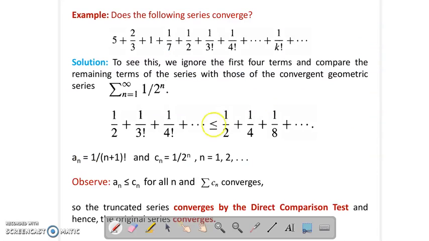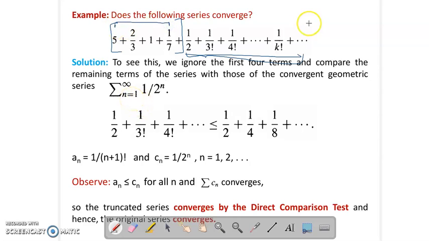See next example. Does the following series converge? Now you look at the series: after this stage there is a trend. This is 1 by k factorial. But these four terms are not fitting into this trend. Right? So it's like these four terms, and after that you have a general term for the nth term of the series. So for now we'll just ignore these four terms.